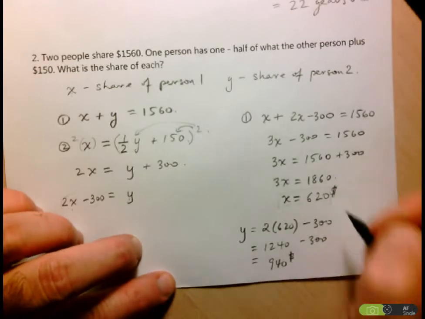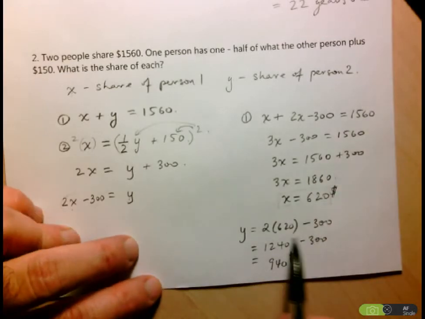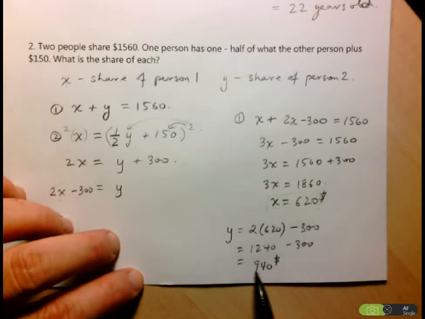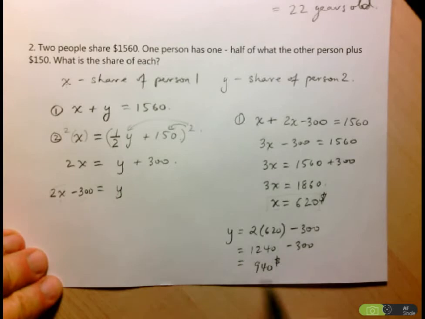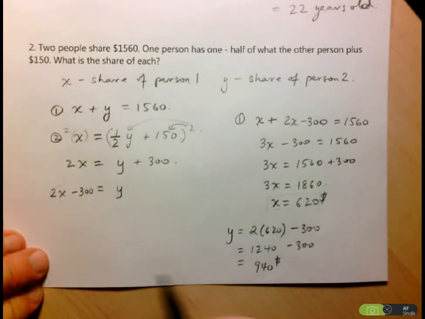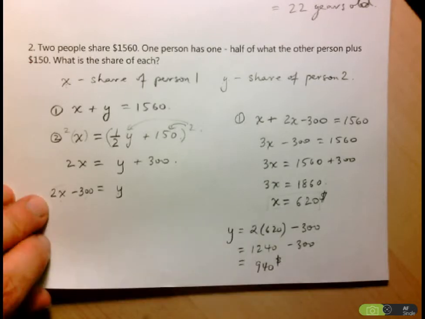Okay, so the first person has $620, the other person has $940. Now, depending on what your teacher likes, sometimes they'd like you to write a sentence giving the answer. So you would say person 1 has $620, person 2 has $940.